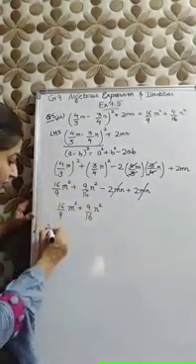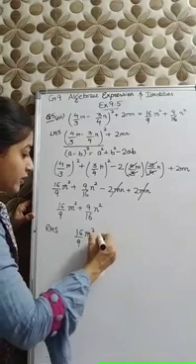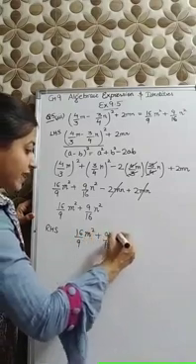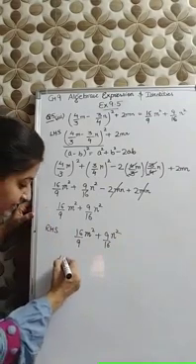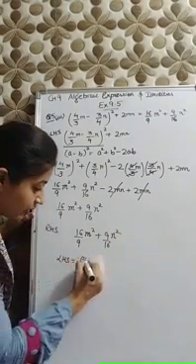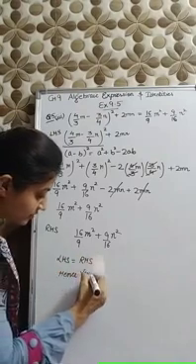Now let's start with the right hand side. That is 16 by 9 m square plus 9 by 16 n square. As you can see that left hand side and right hand side are exactly same. So hence verified.